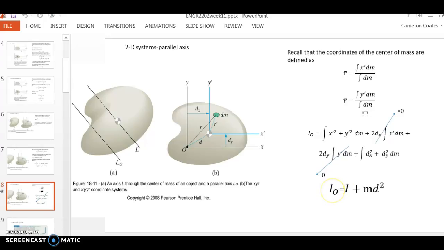So generally, we can relate parallel axes by this expression, where one of the moments of inertia is about an axis through the center of mass, and the other is about an axis parallel to this one. So we call this the parallel axis theorem.